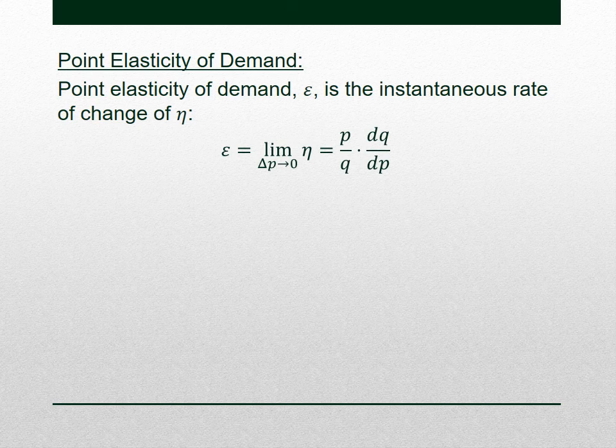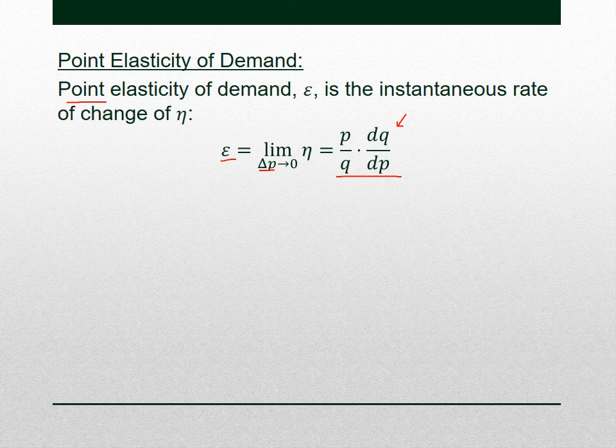If we take what we had and take the limit as the price changes go to 0, hopefully that reminds you of an instantaneous rate of change, where we used to take the limit as h goes to 0. And that's exactly what we get, and we call that the point elasticity of demand, the instantaneous rate of change of the elasticity of demand. And when we do that, we get P over Q times dQ/dP. So this here is an implicit derivative with respect to P. And we now start calling that epsilon. Epsilon is the point elasticity of demand.